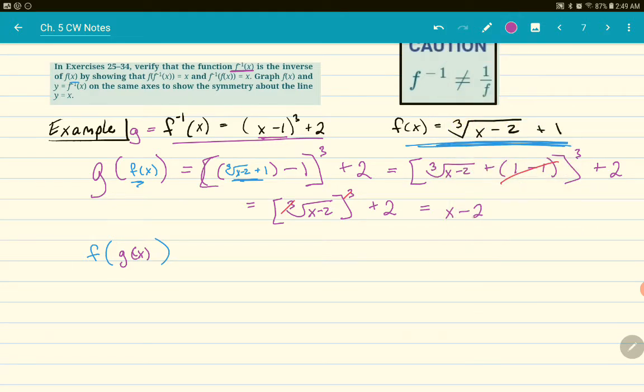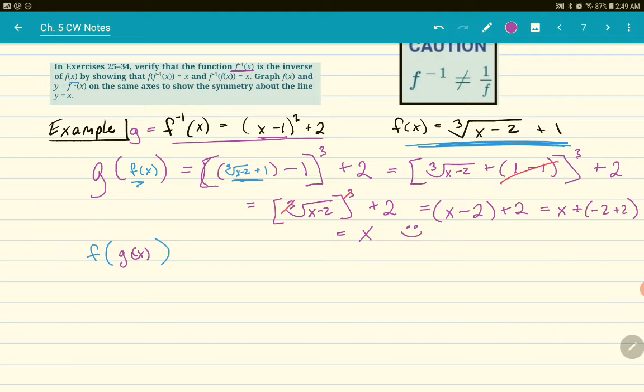And that gives me x minus 2 plus 2. And again, I can change the order of those parentheses because addition is associative, so I can change that to x plus a negative 2 plus 2. And then those 2's cancel, and I get x as my output.